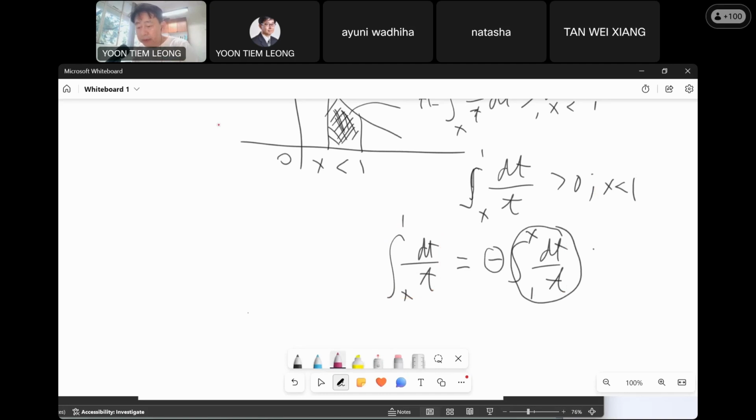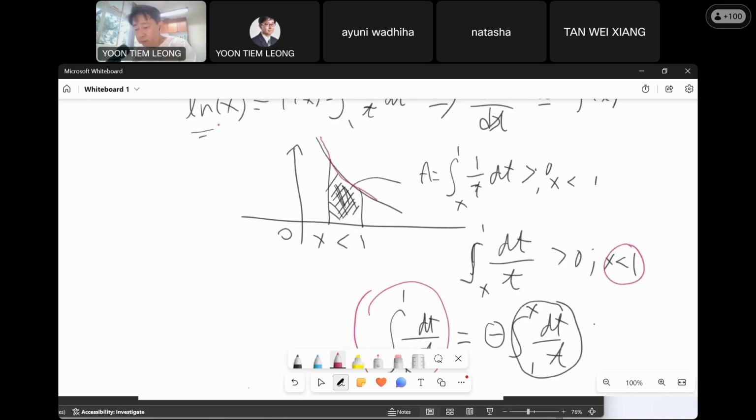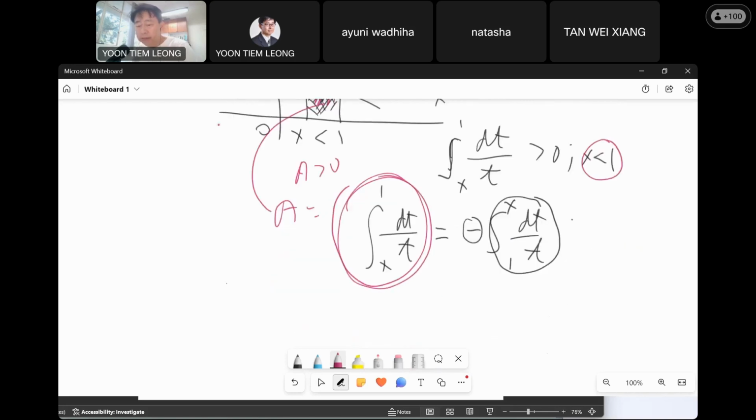Let me say it again. For the case where x is less than 1, this represents the area under the curve of 1 over t, which is positive. This term is positive if x is less than 1. Therefore, the product of minus 1 and this one gives you a positive number.